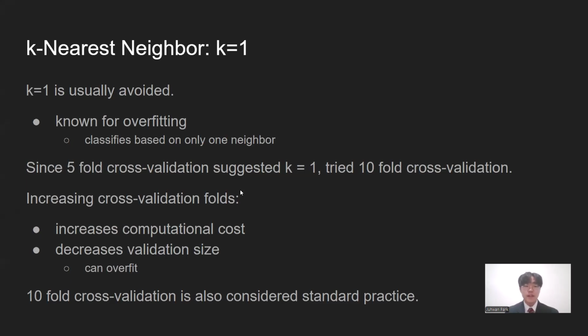So I increased the cross-validation folds. What happens is that firstly it's going to increase computational cost and decrease validation size. But the tenfold cross-validation is also considered standard practice in machine learning, and it's not a huge number of folds, so it won't overfit, which is why I chose 10.